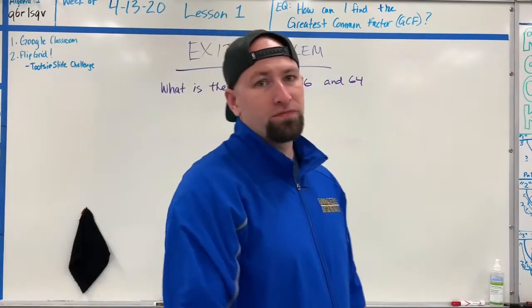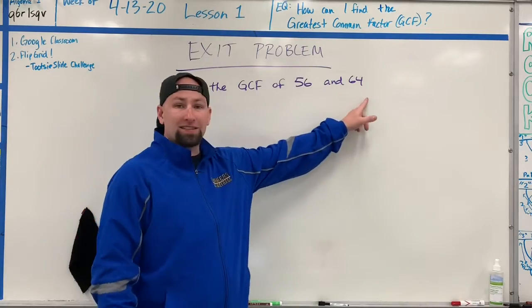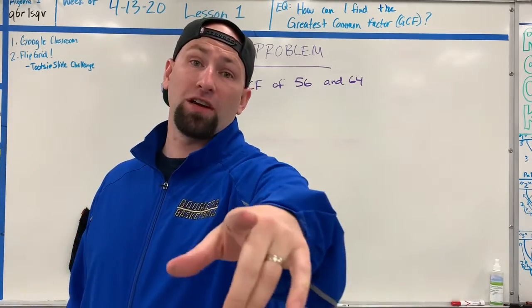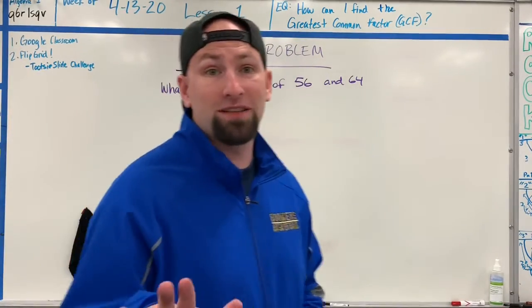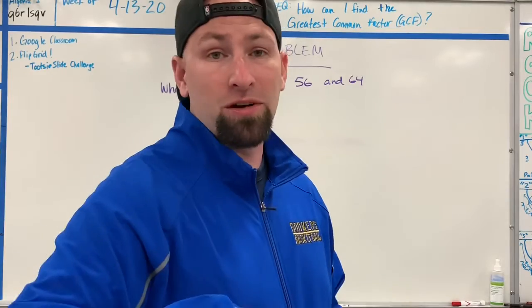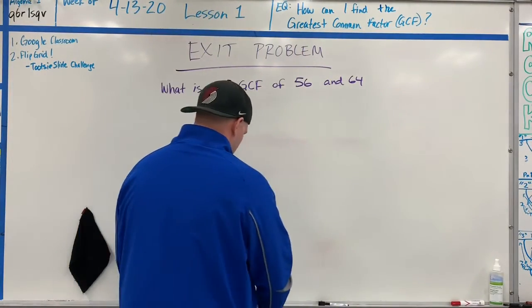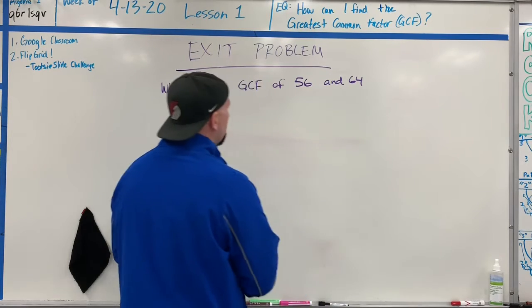All right, y'all, this is our exit problem. We've got: what is the greatest common factor of 56 and 64? I want you to pause the video and try to solve this on your own. If you haven't paused the video, go ahead and pause the video, and then I'm going to show you exactly the answer on this. We're going to put these two to the test. Let's go black and blue.